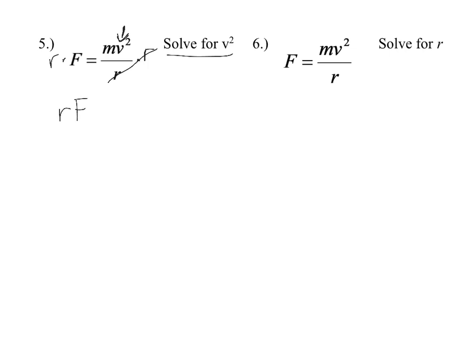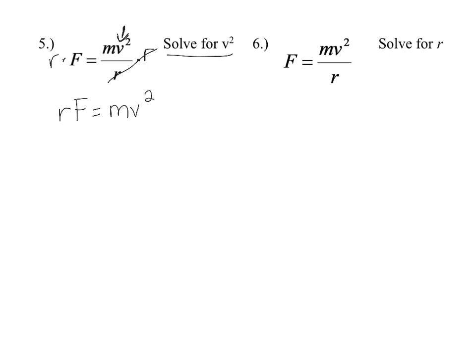It's a good idea to keep your variables. If they're lowercase, keep them lowercase. If they're uppercase, keep them uppercase, because these are formulas that often have a meaning. Okay, when I'm done with that, I'm left with RF equals m v squared.